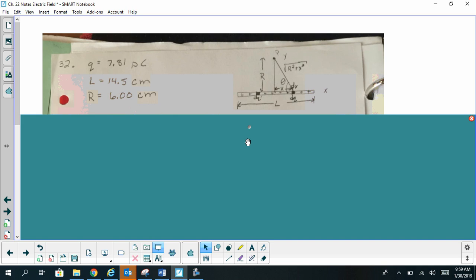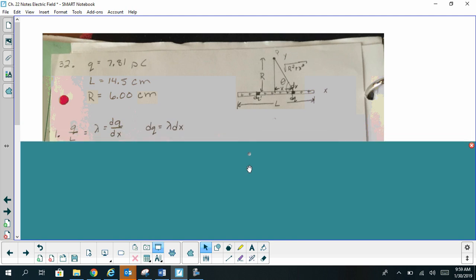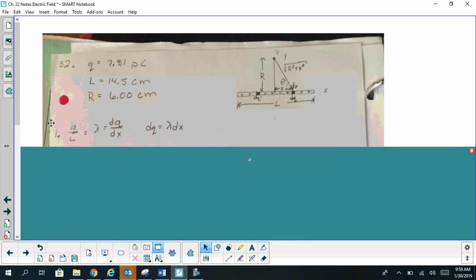So you're going to relate your charge element dq to your length element. So pause the video, go ahead and write that out. And here is what it looks like. So we know Q over L is equal to our charge density.